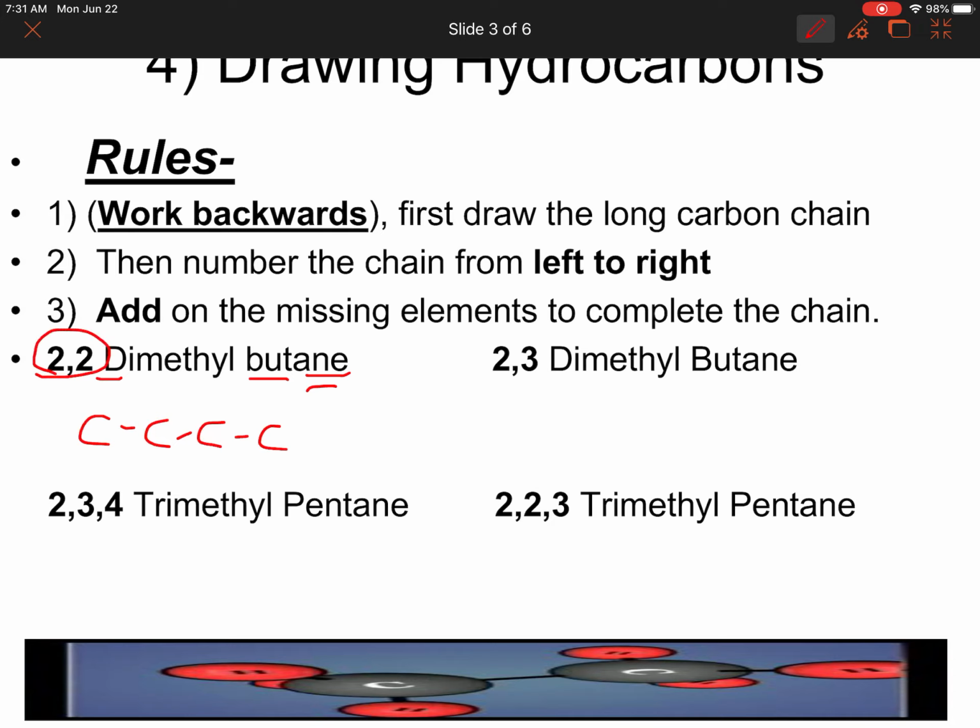I suggest whenever you draw a carbon chain, you simply go left to right. 1, 2, on a number 2 carbon, right? 1, 2. There's a methyl up here. Don't forget the sticks represent hydrogens. And the same number 2, there's a methyl. 2, 2, dimethylbutane. Okay, hit pause and try the next one yourself.